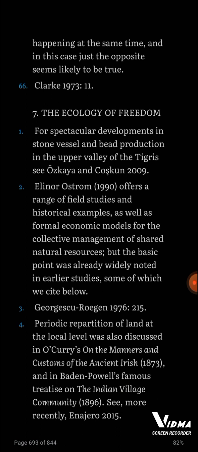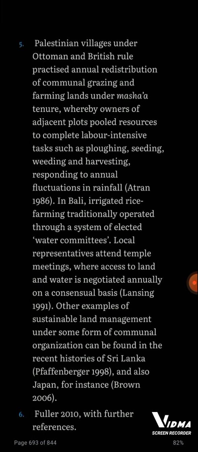Georgescu-Roegen 1976, 115. Periodic repartition of land at the local level was also discussed in O'Curry's On the Manners and Customs of the Ancient Irish 1873 and in Baden-Powell's famous treatise on the Indian Village Community 1896. See more recently Nájera 2015.